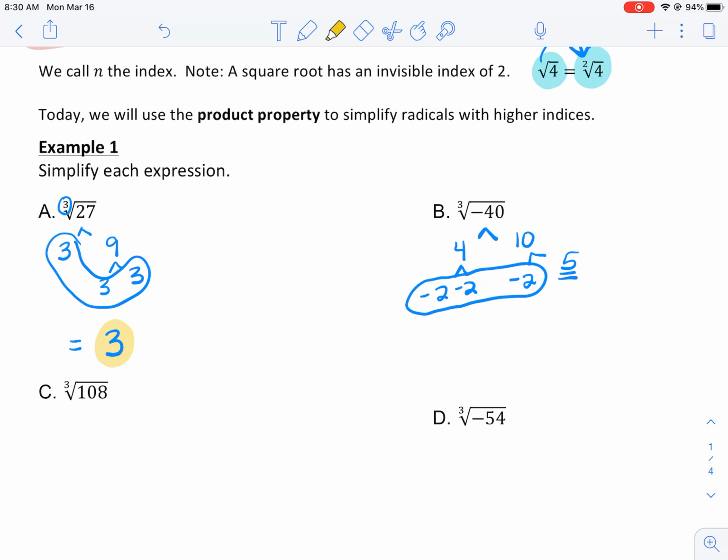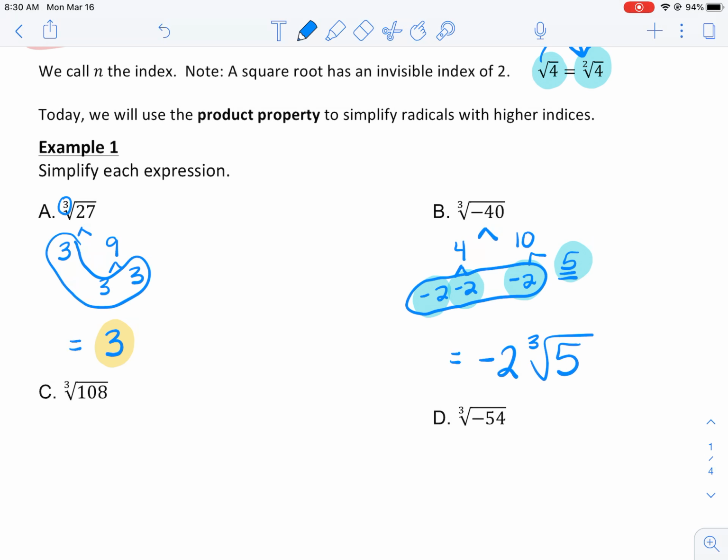If I multiply all of the numbers on the bottom, a negative times a negative times a negative times a positive, I will get negative 40. So the key is when you take the odd root of a negative number, the number that comes out gets the negative sign, and the number that's left over stays positive.